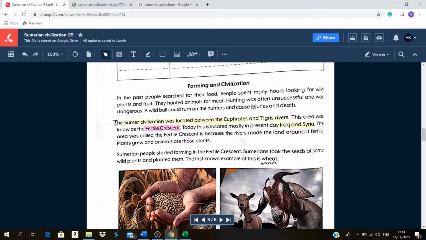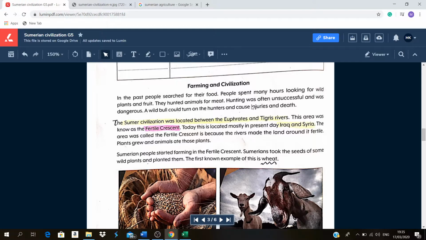Hunting was often unsuccessful. Why? And it was dangerous. A wild bull could turn on the hunters and cause injuries and death. There weren't any kind of guns or developed machines to hunt animals. They were hunting them by their hands, so it was dangerous for them.